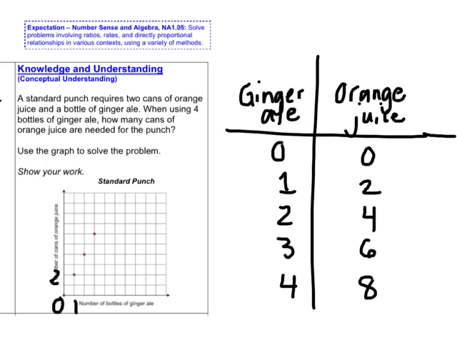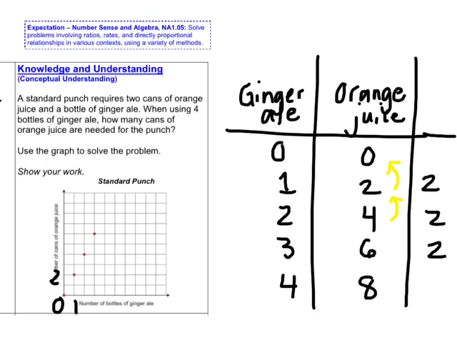Okay, we can also find the rate of change, the first differences. Well, 2 take away 0 is 2. 4 take away 2 is 2. 6 take away 4 is 2. And 8 take away 6 is also 2. Therefore, we know that the first differences are 2, which also represent our rate of change. The rate at which this is changing is by 2.